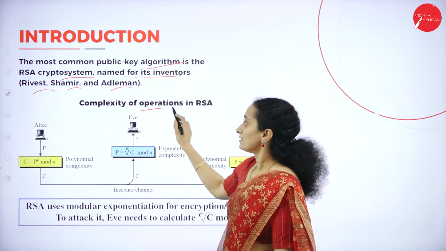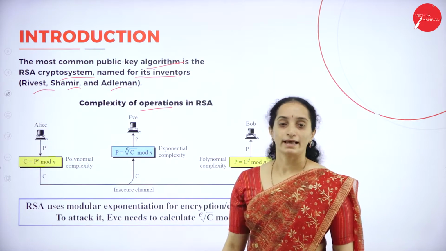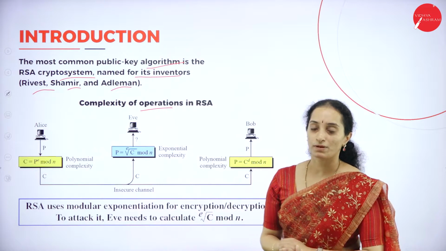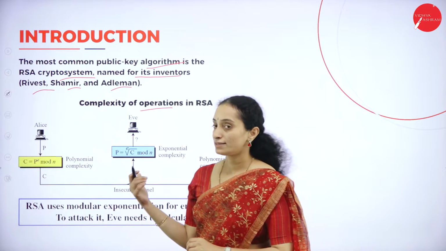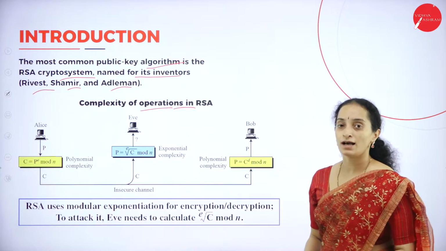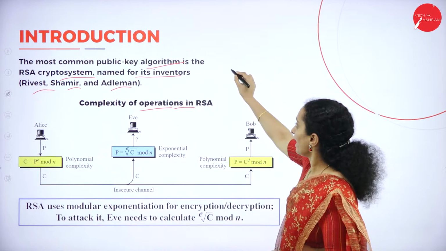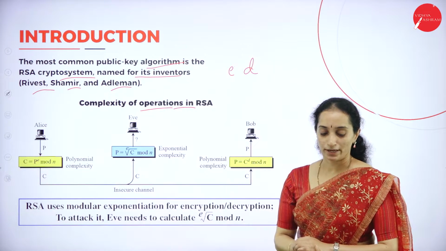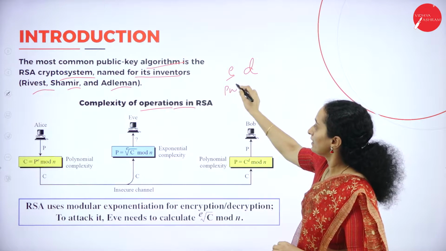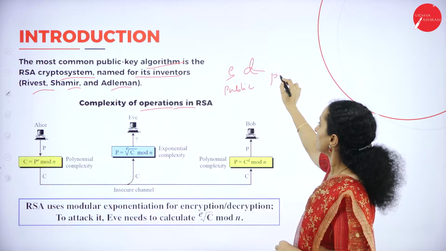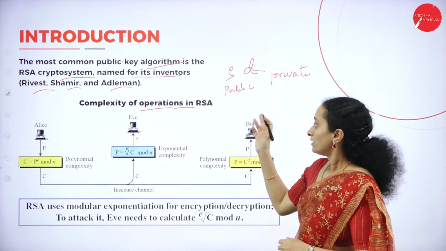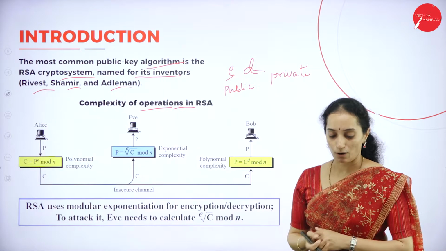How does the RSA cryptosystem implement encryption and decryption? It uses time complexity as well as exponential complexity to calculate the encryption as well as the decryption. Here we have the complexity of operation in the RSA cryptosystem. The RSA cryptosystem uses two exponents, that is E and D. E represents the public key, whereas D represents the private key. E and D are combined to form a complexity, that is time complexity.